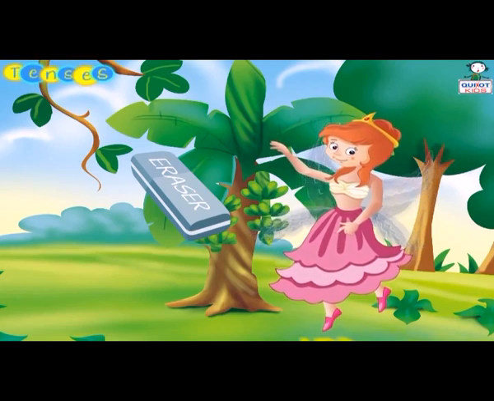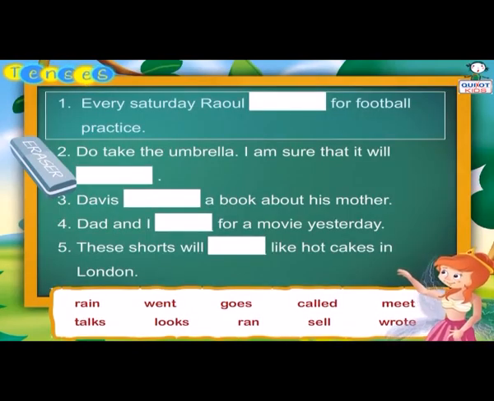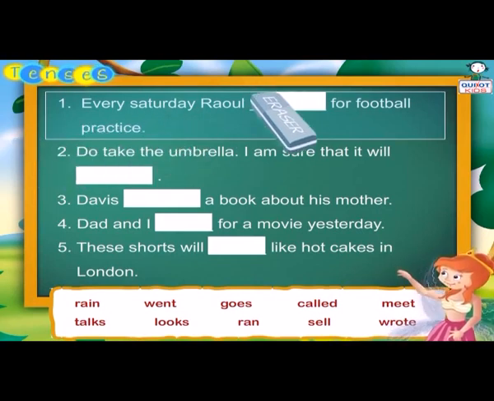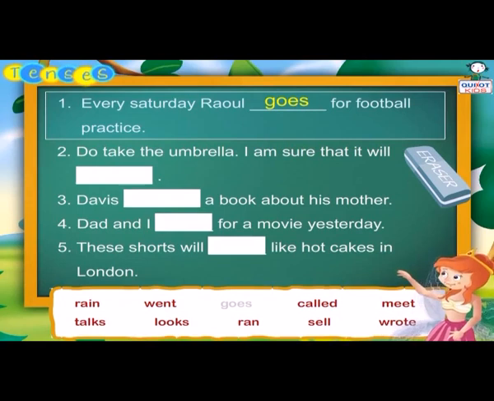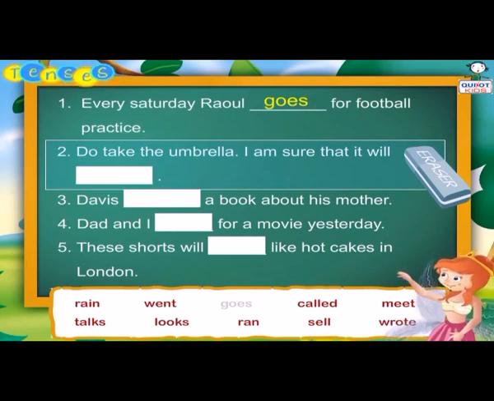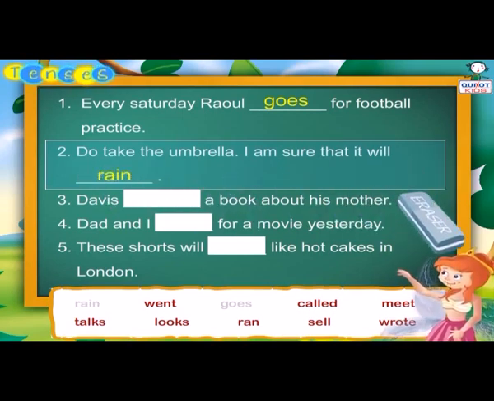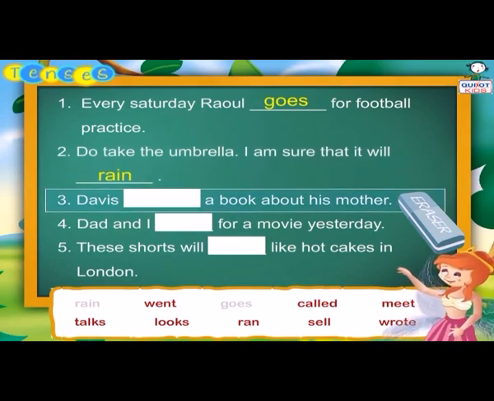Let's start. Every Saturday, Raul dash for football practice. Do take the umbrella. I'm sure that it will dash. Rain. Do take the umbrella. I'm sure that it will rain.